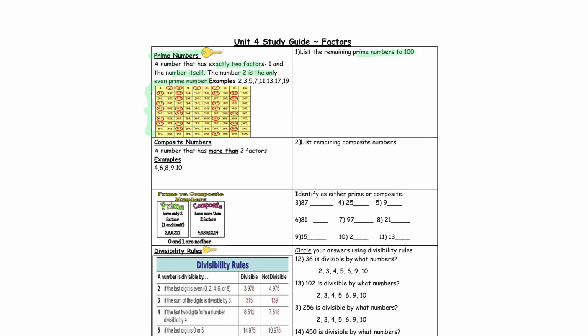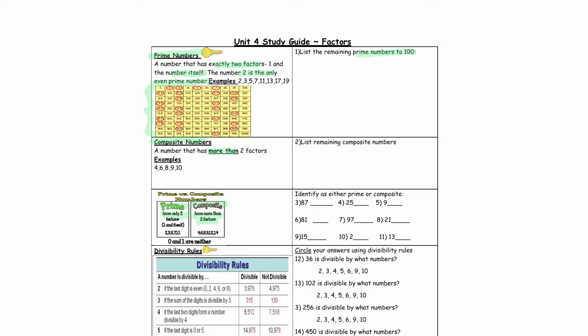Moving on, composite numbers. A composite number is a number that has more than 2 factors, or 3 or more. Prime versus composite, again, prime only has 2 factors. Composite has more than 2 factors. I like to look at composite numbers as 3 or more.